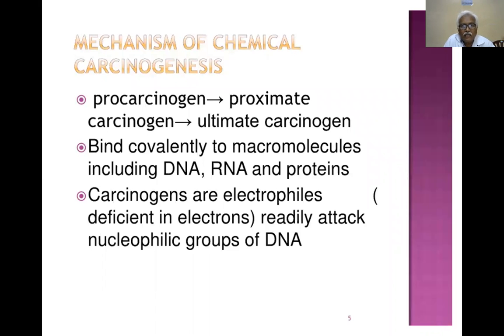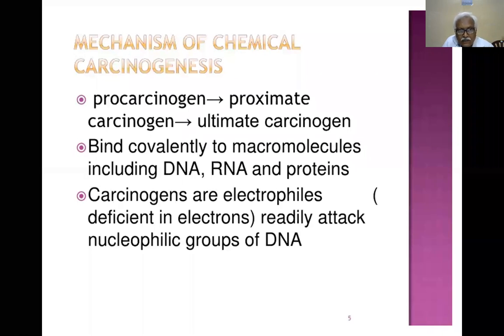So, chemical carcinogens. We have pro-carcinogen, that is proximate carcinogen, or ultimate carcinogen. Pro-carcinogen leads to proximate carcinogen, that leads to ultimate carcinogen. They bind covalently to macromolecules inside the cell like RNA, DNA, and proteins. Carcinogens are electrophiles that are short of electrons. So when the electron deficiency is there in the outer structure, they will attract anything and everybody. So they will readily attack nucleophilic groups of DNA.